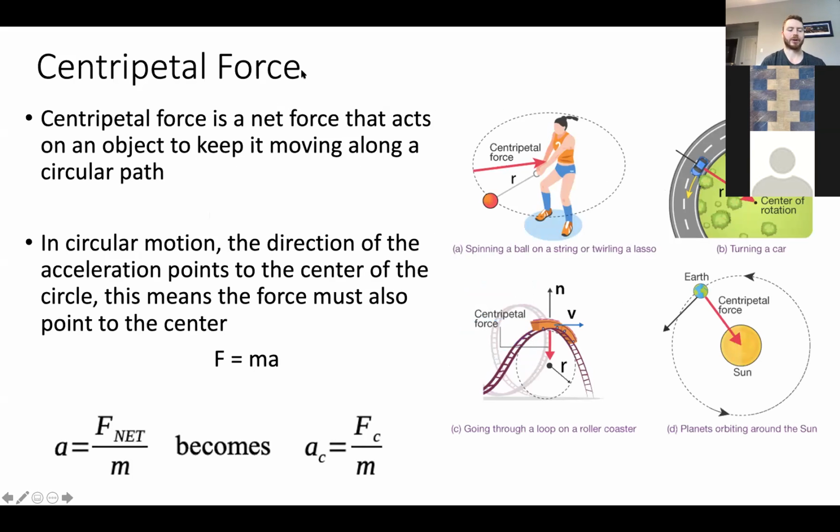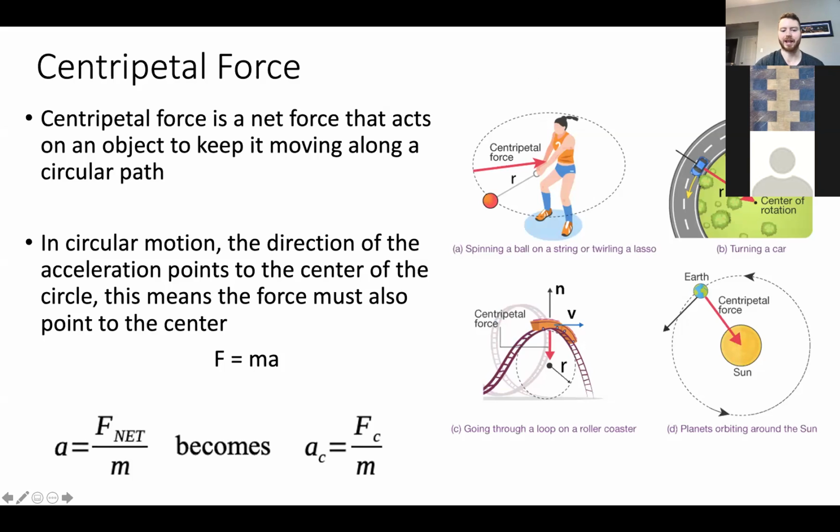Okay, so now we're talking about centripetal force. This is a net force that will act on an object to keep it moving or make it move in a circular path. In circular motion, the direction of the acceleration points to the center of the circle. This means that the force must also point to the center of the circle.